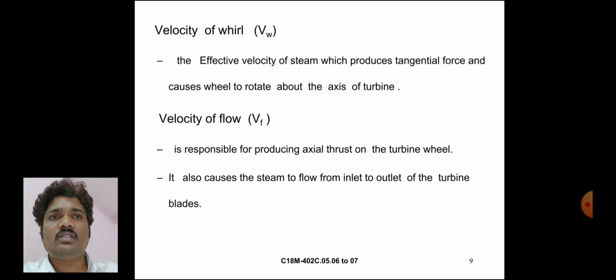The velocity of whirl is the effective velocity of steam which produces tangential force and causes the wheel to rotate about the axis of the turbine. The velocity of flow is responsible for producing axial thrust on the turbine wheel. It also causes the steam to flow from inlet to outlet of the turbine blades.